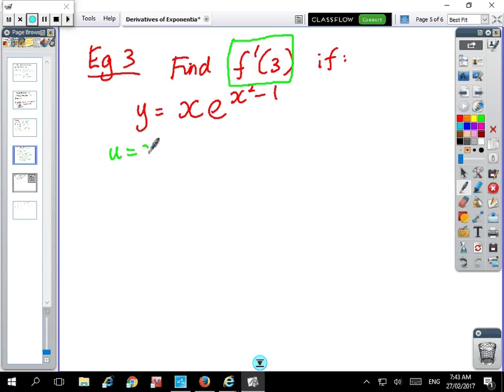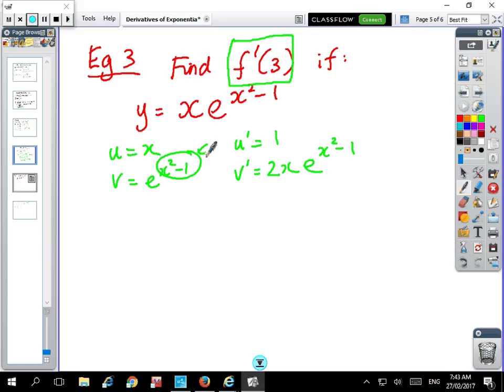So I've got u equals x, v equals e to the x squared minus 1, u dash equals 1, v dash. Now this time we've got to multiply by the derivative, so that's going to be 2x, and then e to the x squared minus 1. Just remember, that's like another function, so we have to do f dash x e to the f x.